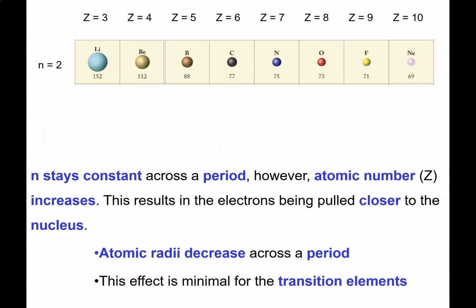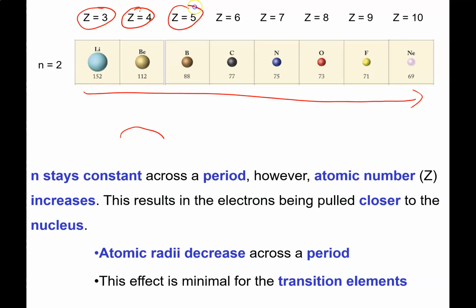As we move across a row, we're adding electrons to the same layer. So the electrons are going in at approximately the same distance from the nucleus. So we might expect that the atoms as we move across a row would be exactly the same size. But as we add every electron, we're also doing something else. We're adding another proton. So as we move across, we're adding more protons to the nucleus, and we're adding electrons to the same layer of electrons.